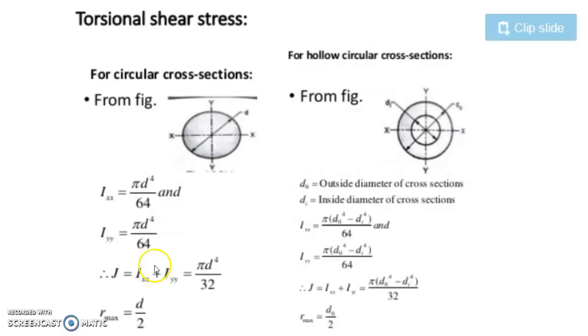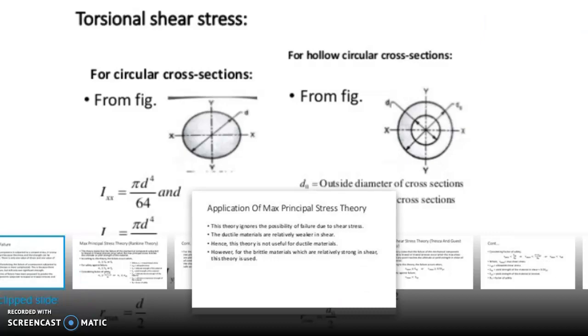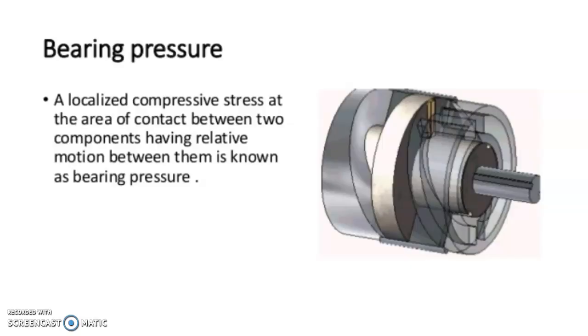So here I max is equal to pi d raised to 4 divided by 64, and the value of r is equal to d by 2. Similarly, for a hollow cylinder, there are two diameters, that is outside diameter and inside diameter. Using this equation, we can find the value of torsional shear stress.